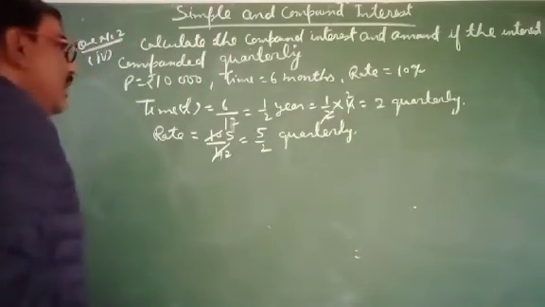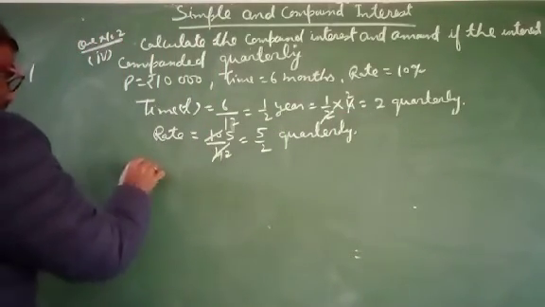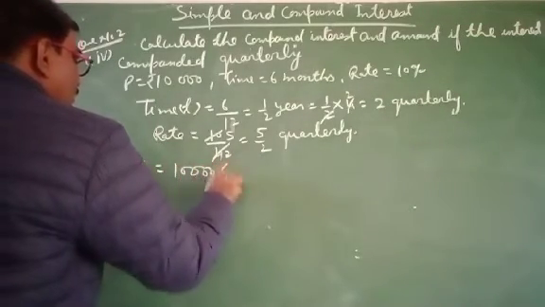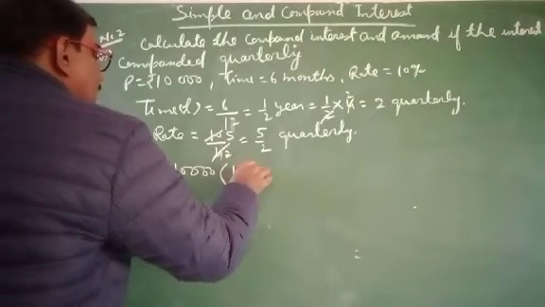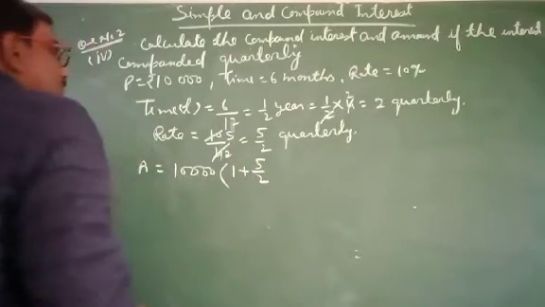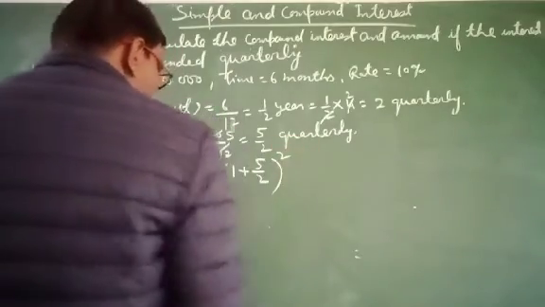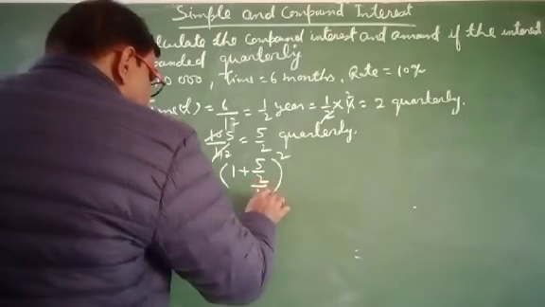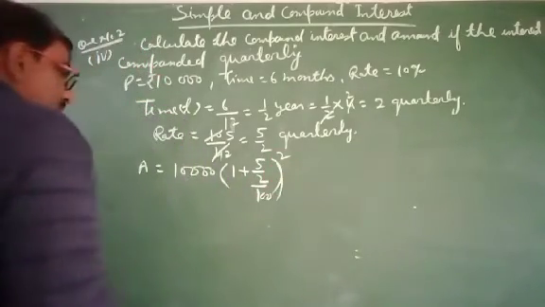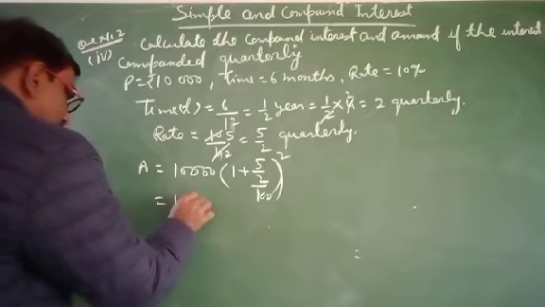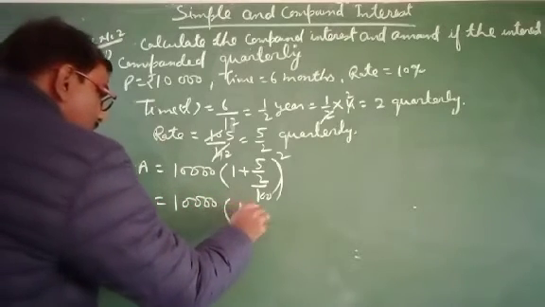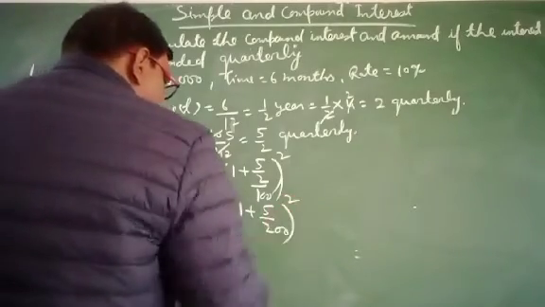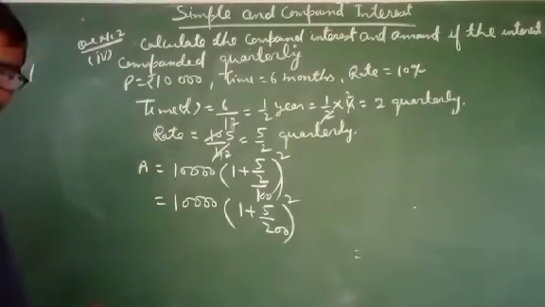5/2 quarterly. Now amount A equals P, 10,000, times 1 plus R by 100 to the power 2, because time is 2. So it will be 5/2 upon 100. Therefore it will be equal to 10,000 times 1 plus 5/2 upon 100, that is 200, to the power 2.